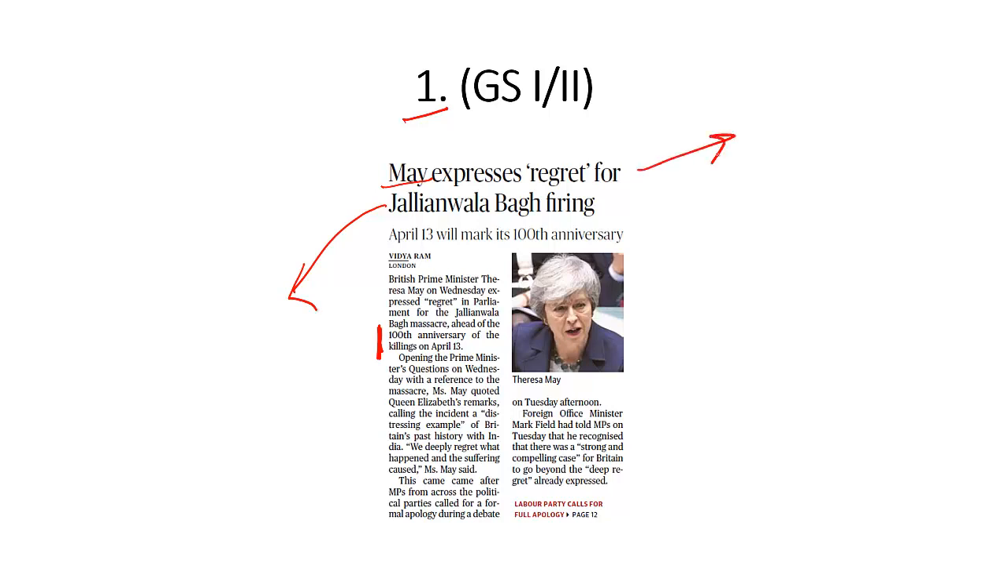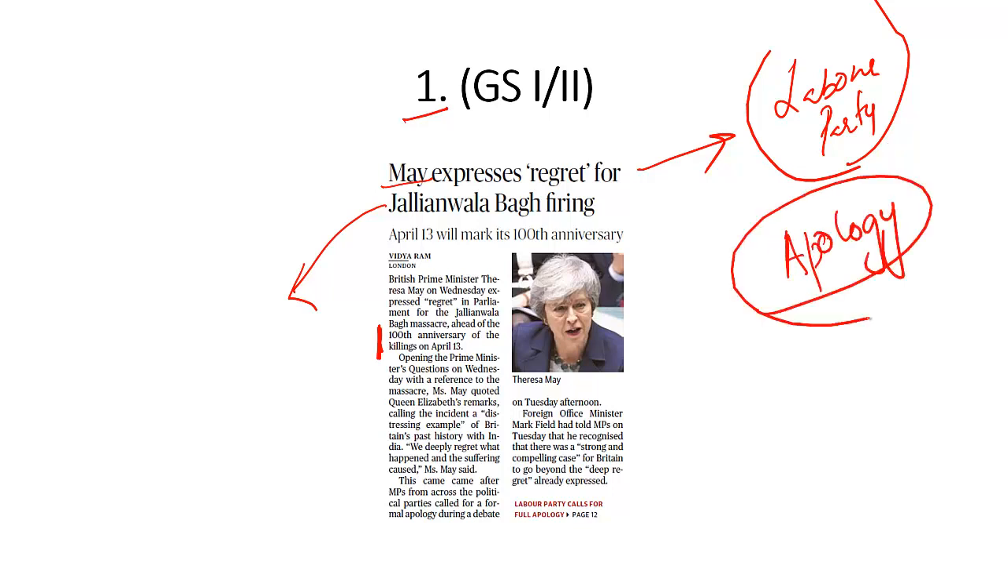But there are people belonging to the Labour Party in United Kingdom. They are asking that regret will not serve the purpose. The British Prime Minister should issue a formal apology for what it did in April 1919. That is what you need to understand from this newspaper article.